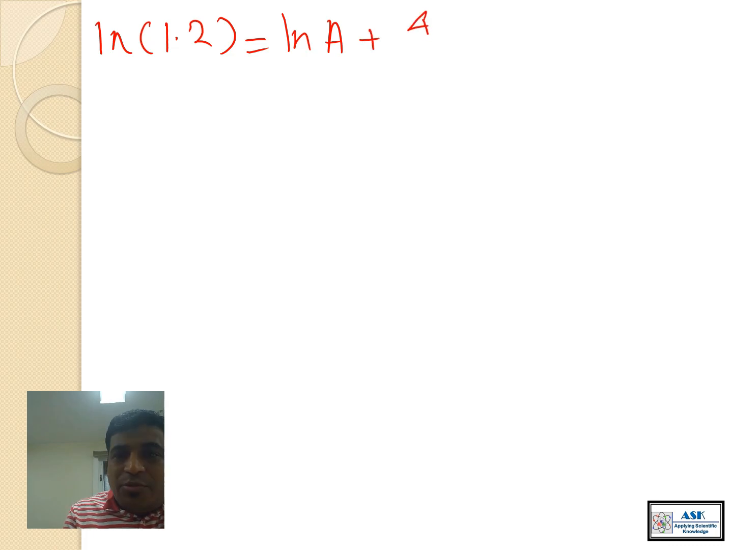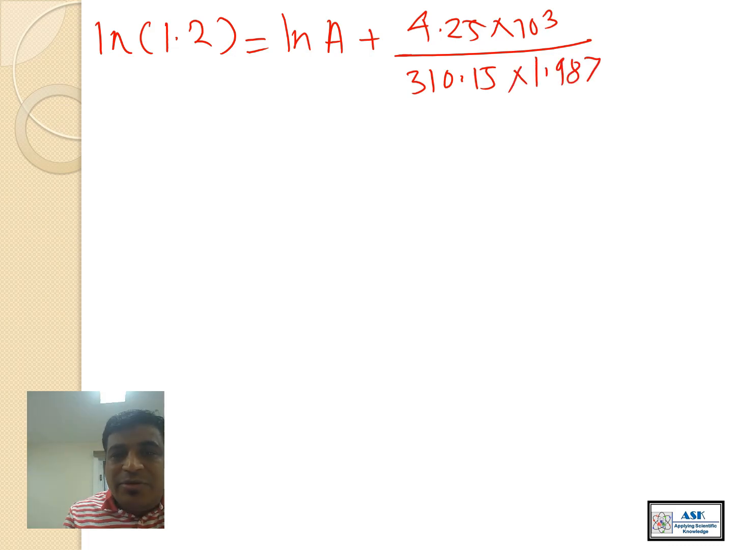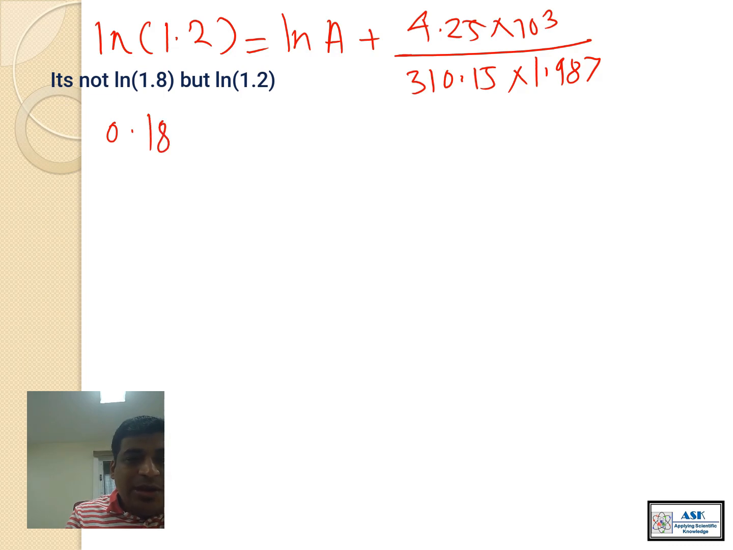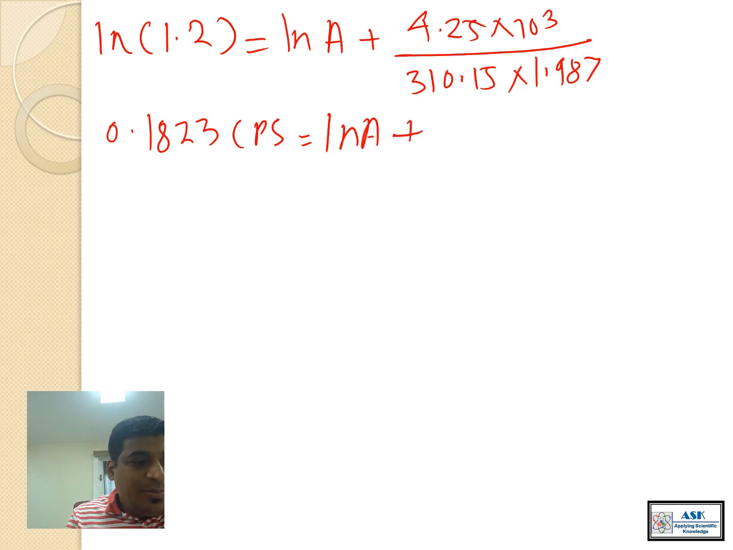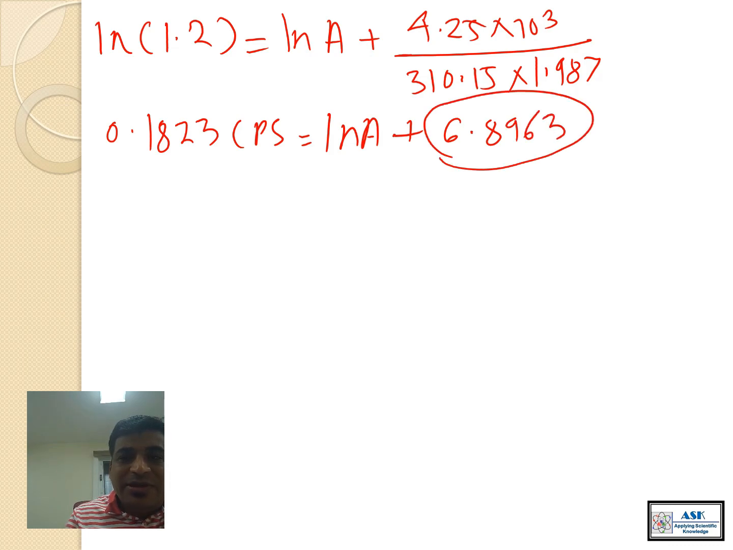Let's go to the next page. We have a lot of space here. So what was the equation? ln 1.2 is equal to ln A plus 4.25 times 10 raised to 3 divided by 310.15 times 1.987. It becomes unitless, isn't it? So the value of ln 1.2 is 0.1823 CPS, equal to ln A plus, if you calculate this one, 6.8963, and this is a unitless number, isn't it?